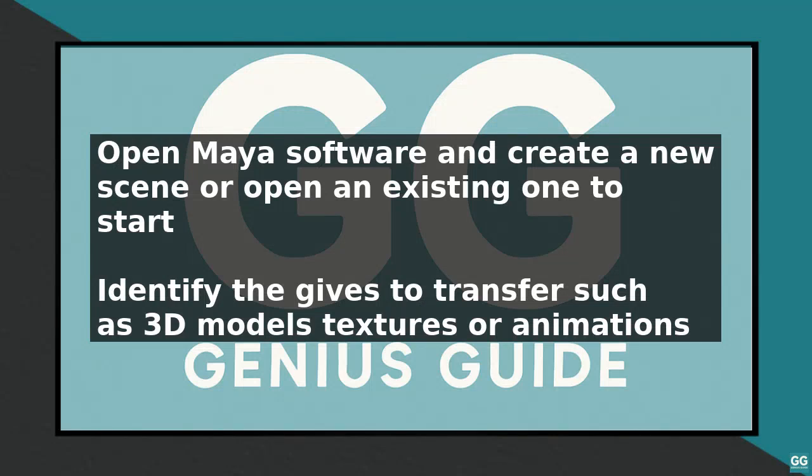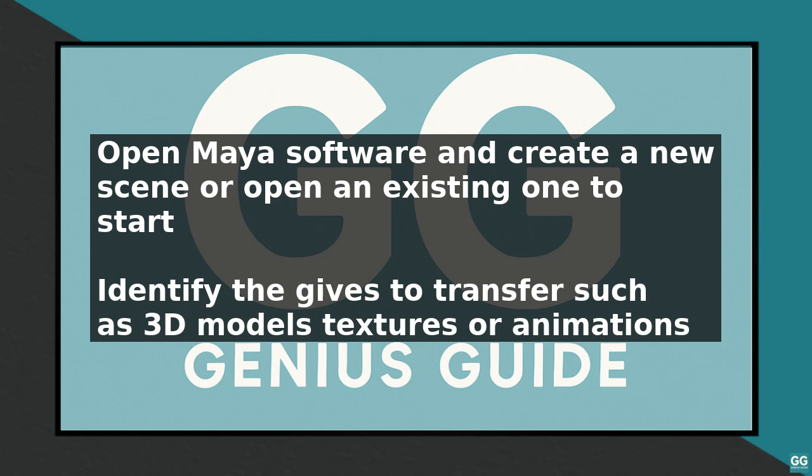To transfer GIFs to Maya, start by opening your Maya software and creating a new scene or opening an existing one. Next, identify the GIFs you want to transfer, which can be in the form of 3D models, textures, or animations. You can export these GIFs from their original software in a compatible format such as OBJ, FBX, or Maya ASCII.